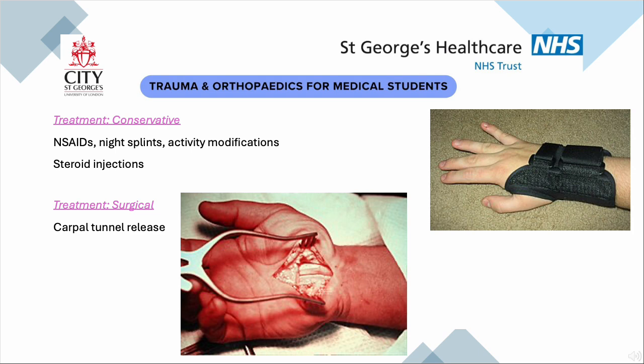Conservative treatment, you consider non-steroidals, possibly night splints, think about activity modification, weight loss. If there's a lot of fluid going on or hypothyroidism, you treat that. And you can try steroid injection into the carpal tunnel. If these don't work, then surgical release under local anaesthetic is a very effective way of solving the problem.